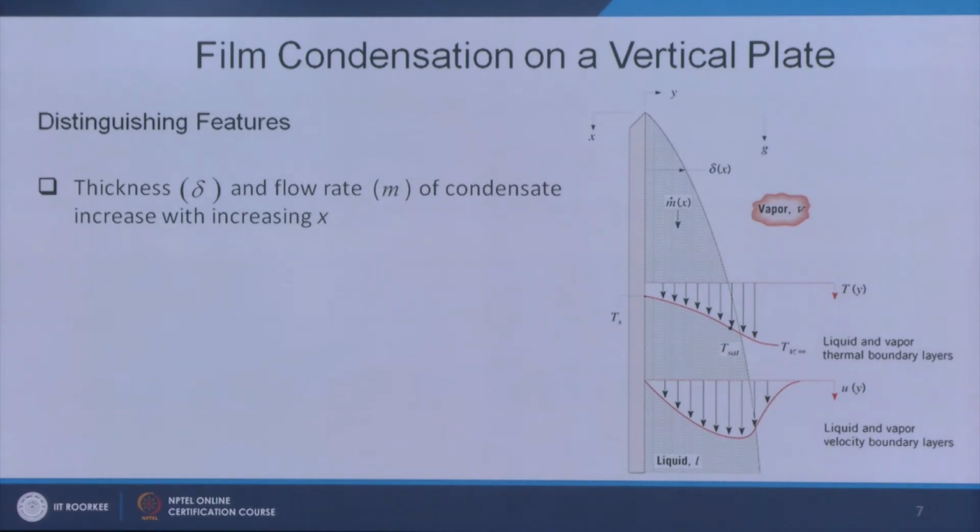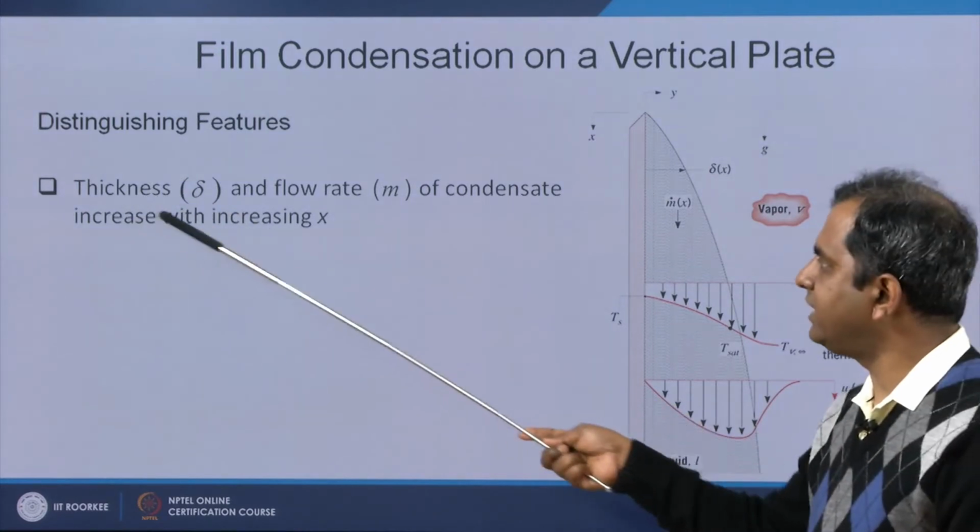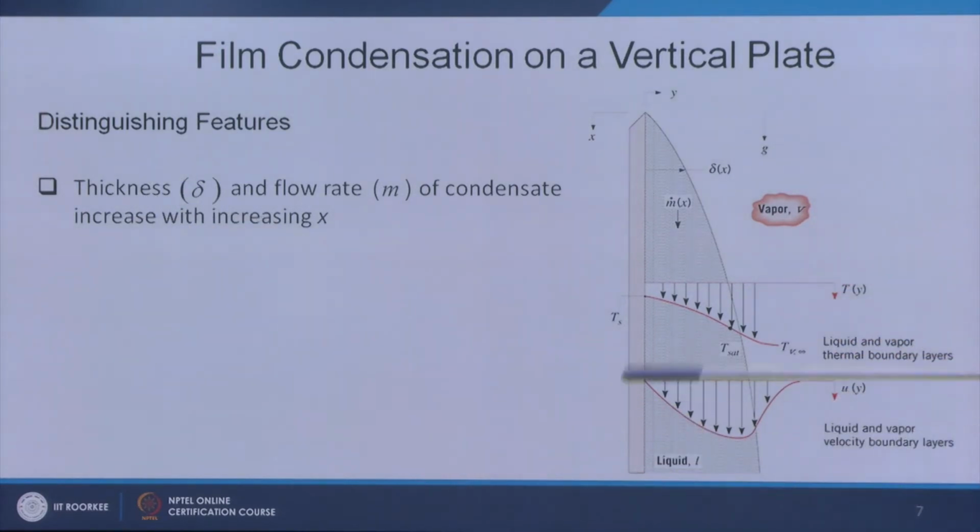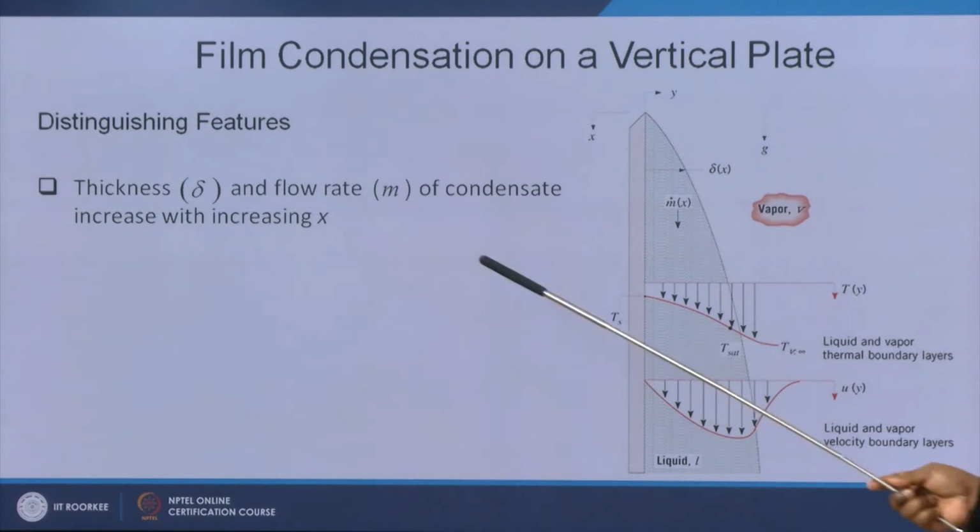Okay. So, it is very important to find out this thickness of the film, which will be depending on the plate direction, which is x direction over here. So, delta is actually a function of x. So, it is very important to find out the thickness delta as a function of x, as well as what is the film drainage rate. Okay. So, flow rate of the condensate, because it will be draining with respect to time. So, we have to find out the flow rate.